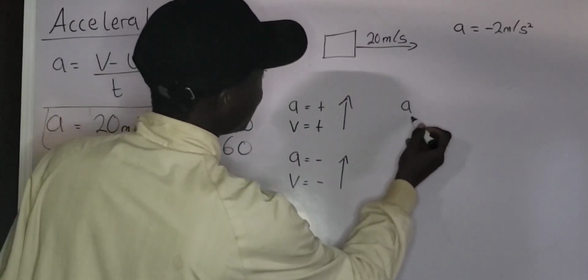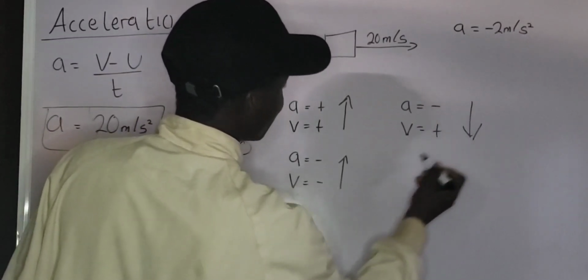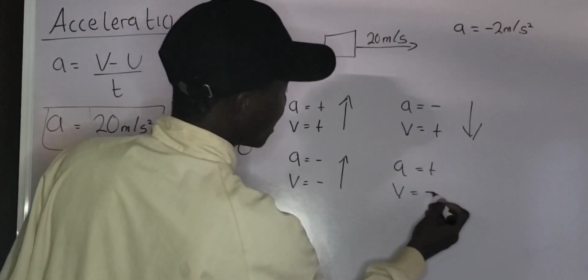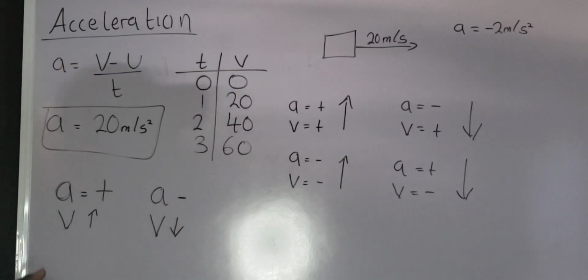If the acceleration is negative but the velocity is positive, the object is slowing down. And if the acceleration is positive and the velocity is negative, the object is slowing down. Now let us go back to the question. Don't forget that acceleration tells us how fast the velocity of an object is changing.